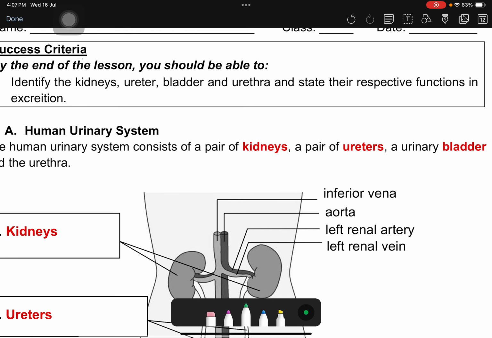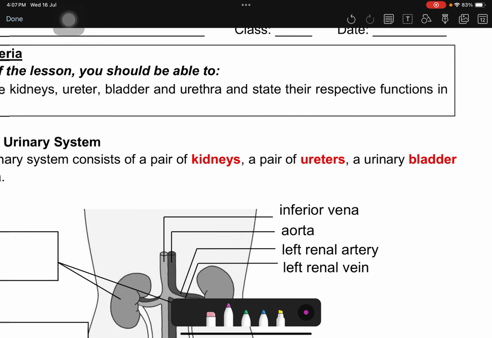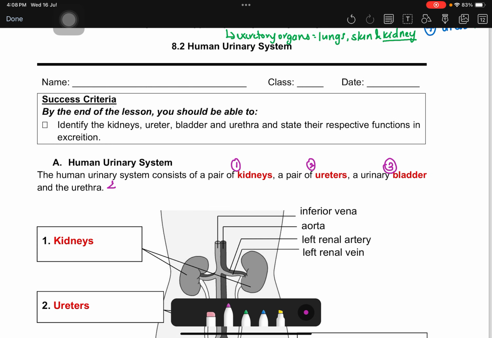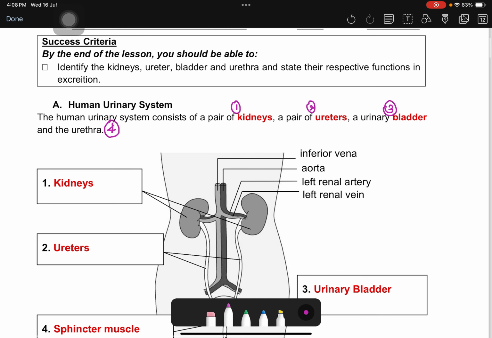So the human urinary system consists of a pair of kidney, a pair of ureter, a urinary bladder, as well as the urethra. So let's dive deep to see what are the different functions played by each of this structure. Before that, let us see the transport system as well as the blood vessels that are involved in this system.